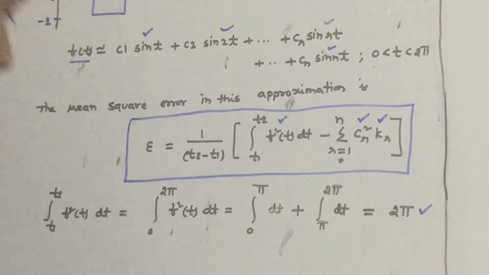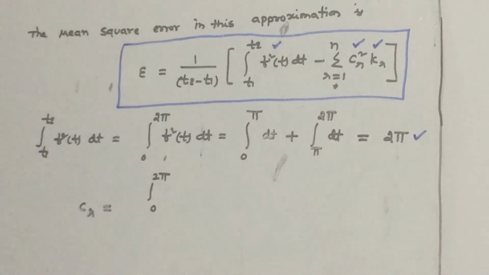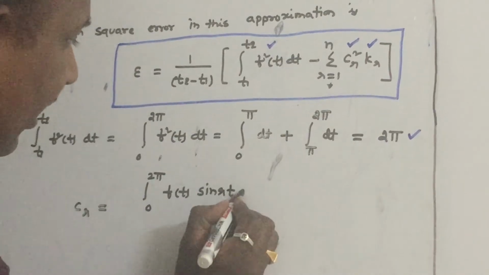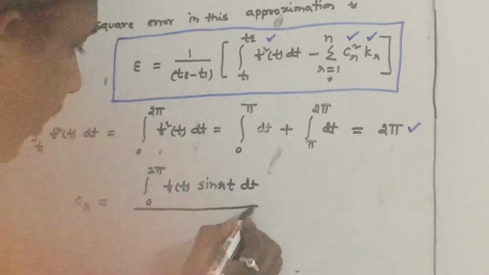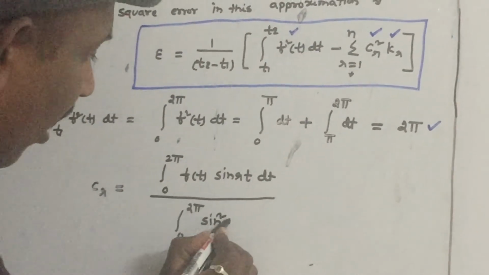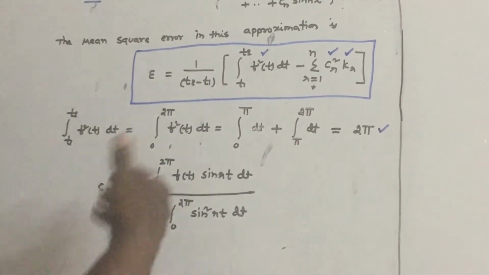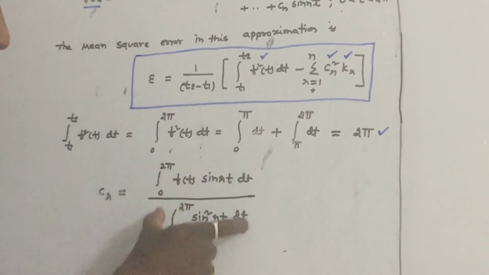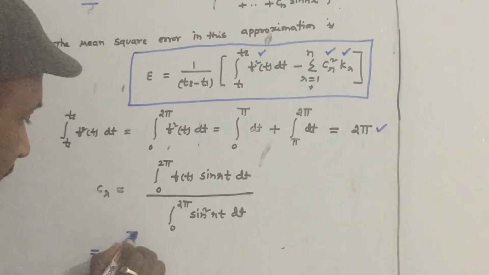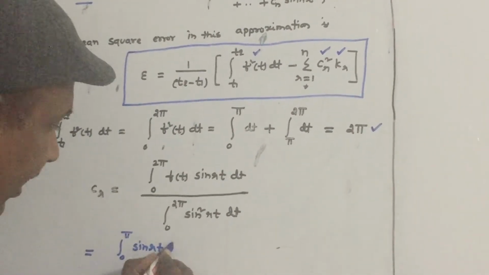So cr is the integral from 0 to 2 pi of f of t into sin rt dt, divided by the integral from 0 to 2 pi of sin square rt dt. Let us separate the numerator and denominator and find out the numerator value and denominator value. So integral 0 to pi: in this interval f of t value is 1, so sin rt dt.